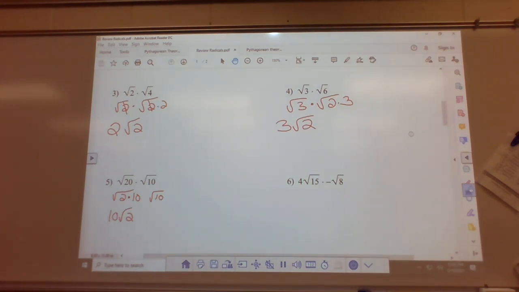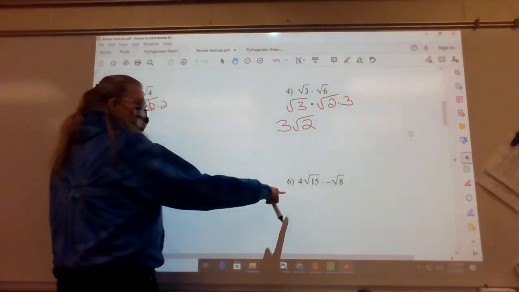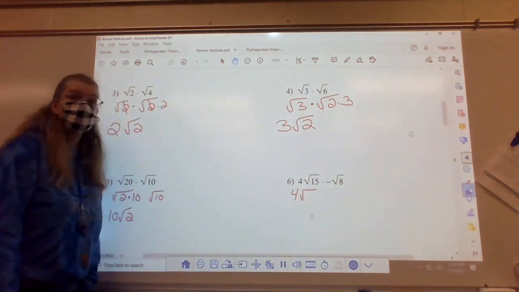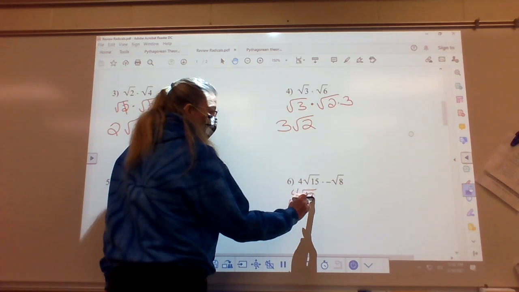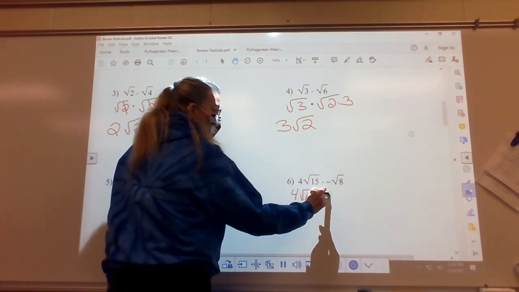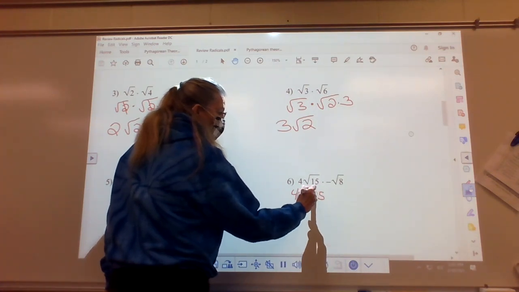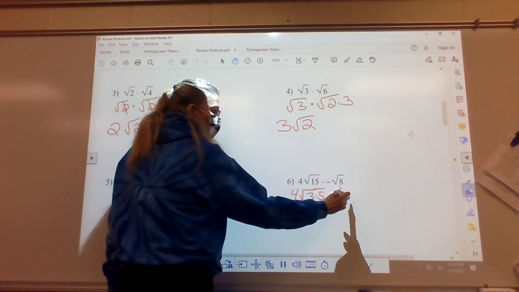So the first ones didn't have any numbers in front. The last one has some numbers in front. Now we're not going to do anything with the number in front to begin with. It's just going to hang out for a while. So the 4 I'm not going to do anything with. 15 I'm going to factor, same as I did before. So what does 15 factor as? 3 and 5. Times, oops, that looks like a 6. This negative out front, I'm just going to change to -1.